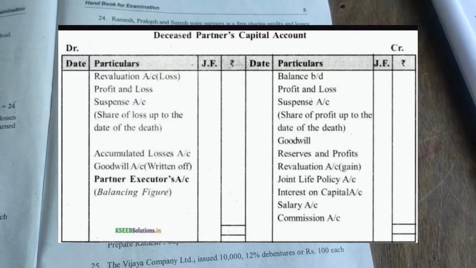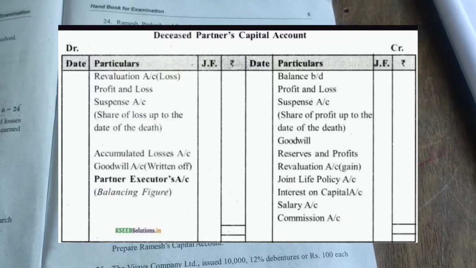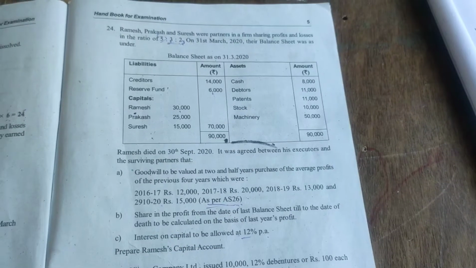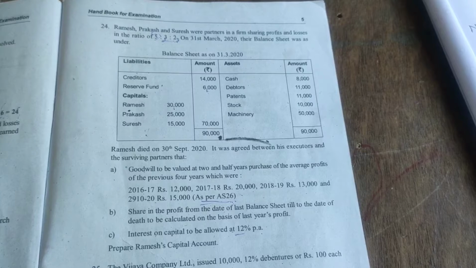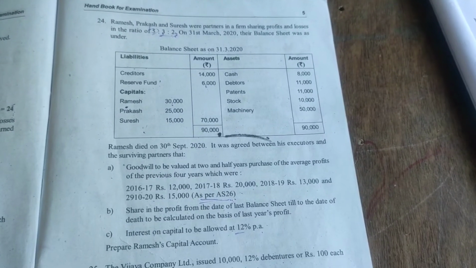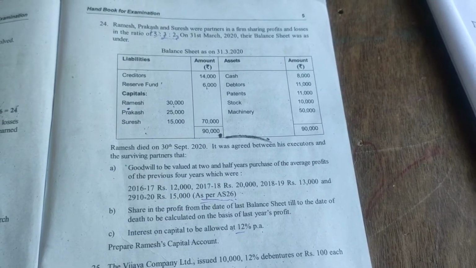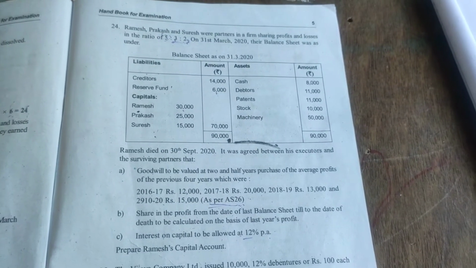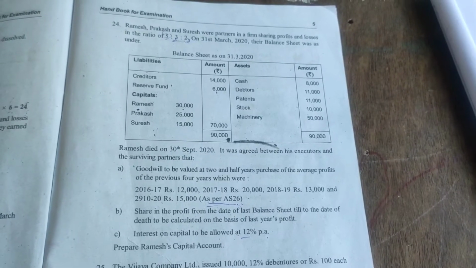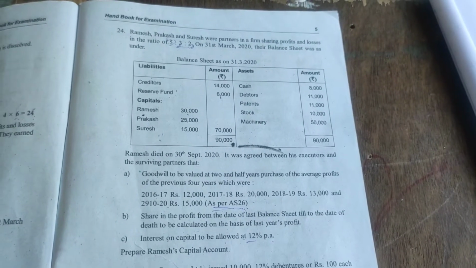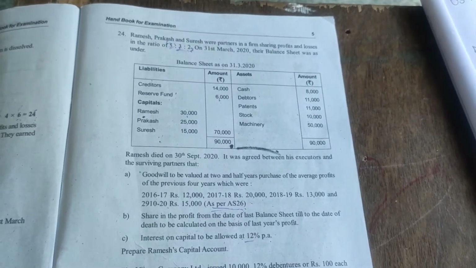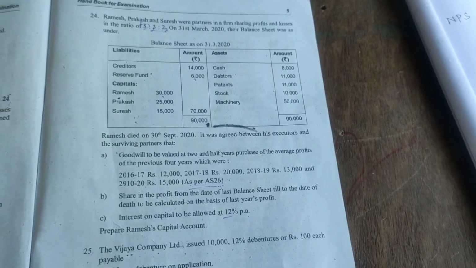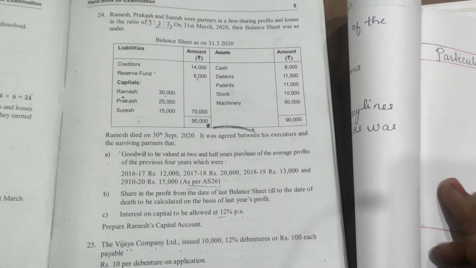The rest, interest on capital, interest, salary, commission, everything will come on the credit side. Even the goodwill of the partner: the remaining partners will share the goodwill and give it to the executor's account. So the goodwill and reserve fund will be given to the executor's account. Everything will come on the credit side, only the drawings will come on the debit side. Okay, so let's get started. Let's do this sum, the executor's account.